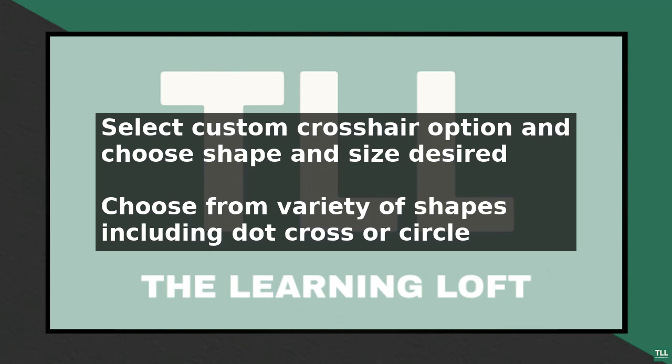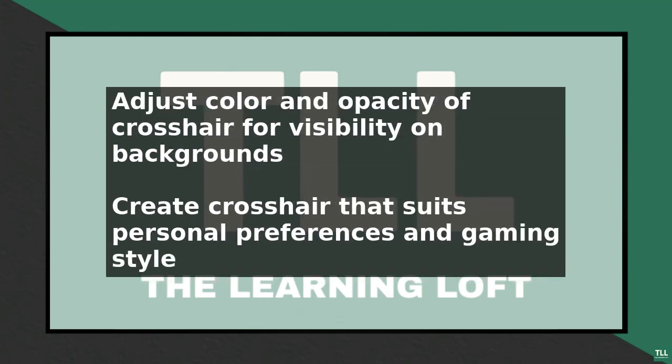If you want to get really creative, you can use the Xbox's built-in crosshair editor to create a completely custom crosshair. This editor allows you to draw your own crosshair shape and adjust the color and opacity to your liking. To access the crosshair editor, navigate to the custom crosshair option in the settings menu, then select the edit option. From there, you can use the controller to draw your own crosshair shape and adjust the color and opacity.